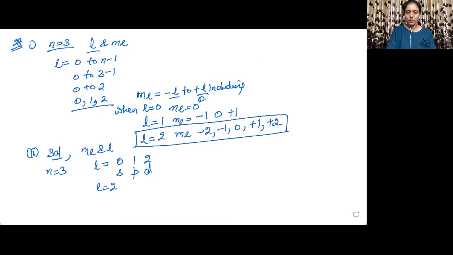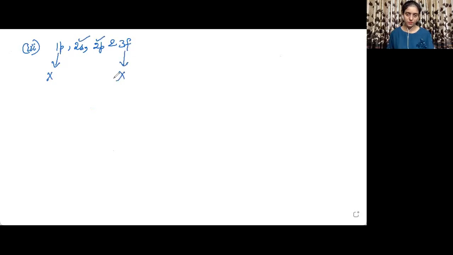Now let us move to part number 3 of question number 28. Which of the following orbitals are possible? One is 1p, then 2s, 2p, and 3f. So 1p is not possible, 2s is possible, 2p is possible, 3f is not possible.